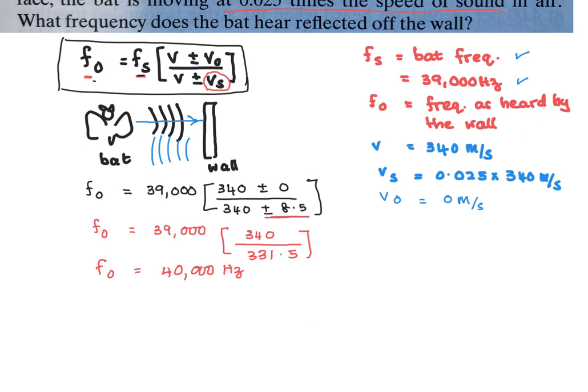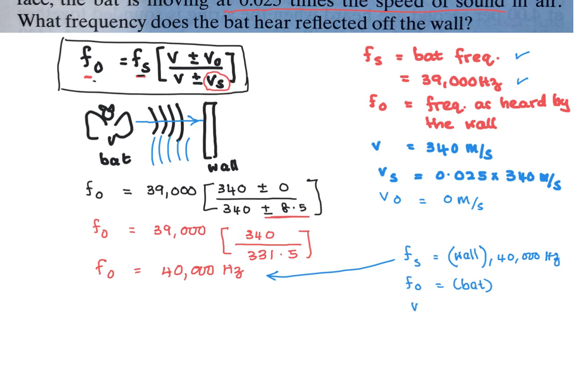So I am going to rewrite the information. The second round, F of source is the wall. And what frequency does the wall reflect? Well, we already found the frequency as heard by the wall as 40,000. So here you have 40,000 hertz. I just wrote this as the wall because the second time the source is the wall and the second time the observer is the bat, and that's what you are looking for.